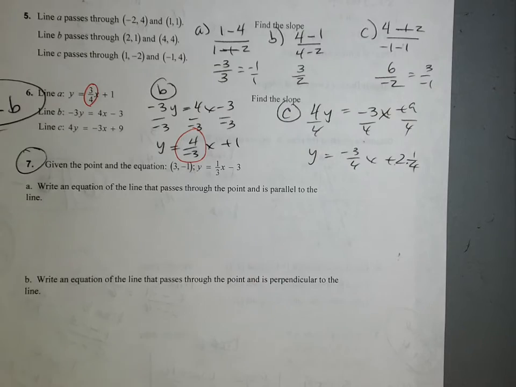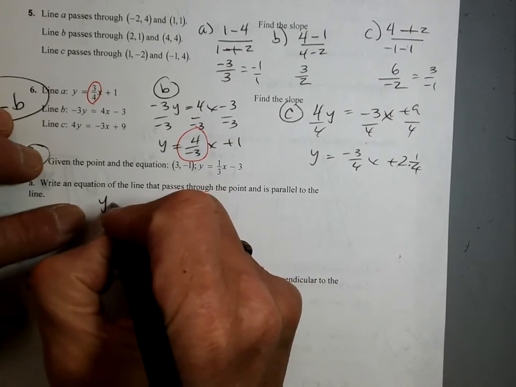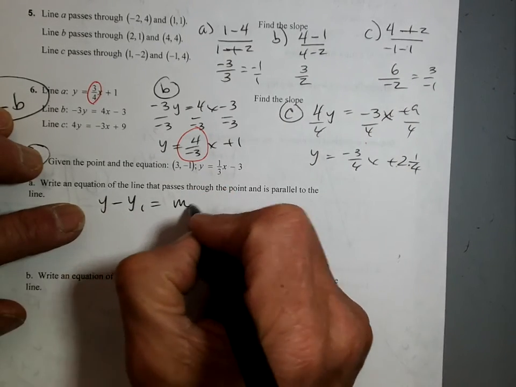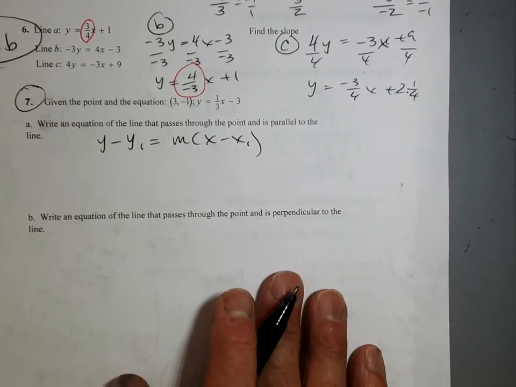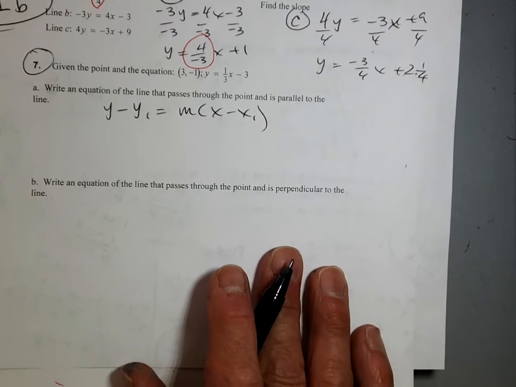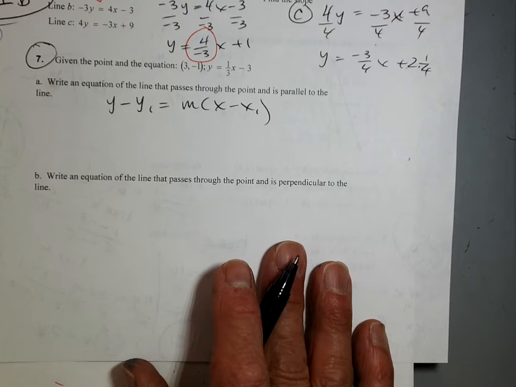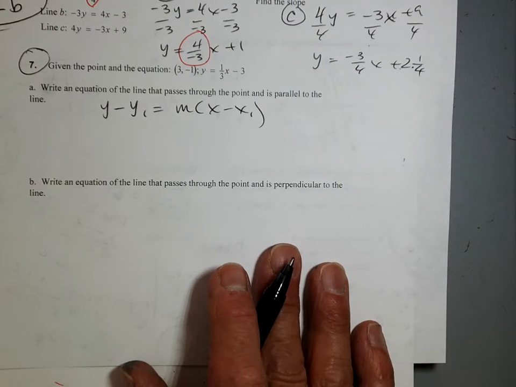We start with y minus y1 equals m times x minus x1. Okay, you ready? Let's do it. Write this down. It's important. This is the kind of stuff you're going to see on your quiz.